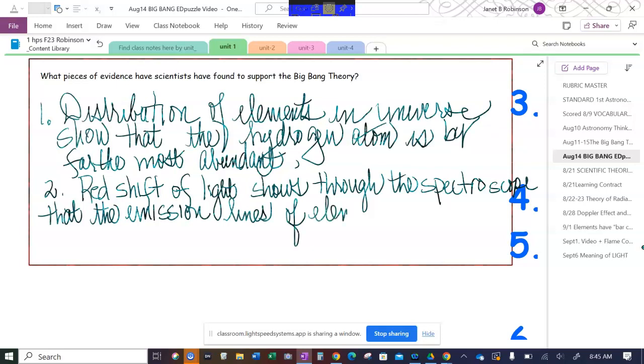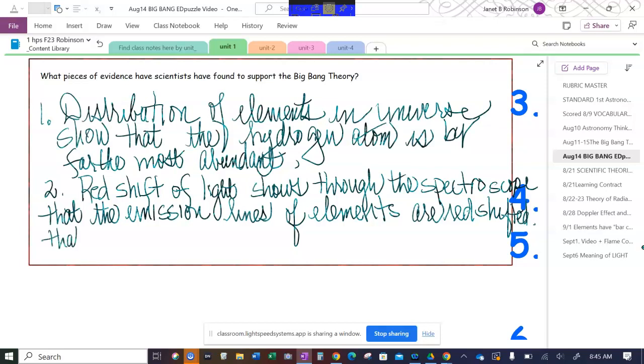So if we look at hydrogen in a star, we'll see it's redshifted, meaning that star is moving away from us. And back then, we didn't even know what that would mean. We weren't knowledgeable enough yet to really talk about this the way we are now, that the redshift of light shows through the spectroscope that the emission lines of elements are redshifted.